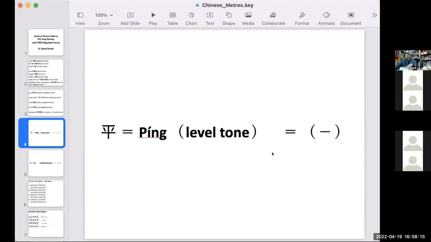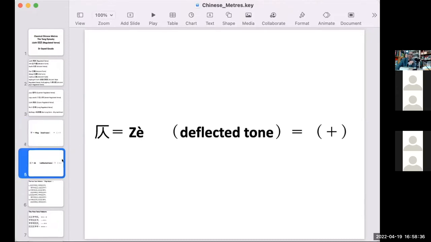But what we have now is that ping, the level tone, is divided into 2. One is yin ping sheng, and one is yang ping sheng. So the first and the second tone in modern Putonghua represent ping in the classical Chinese poetry too, while the third and the fourth tones in modern Chinese represent zi, the deflected tones.